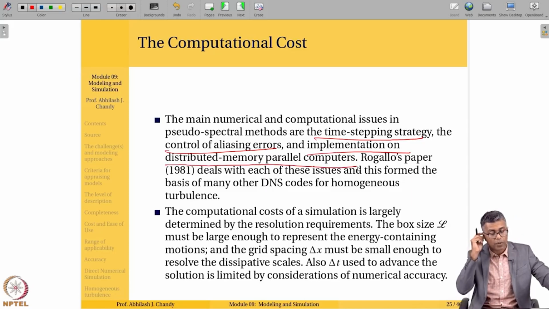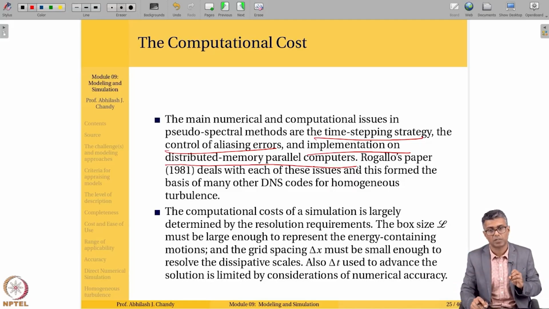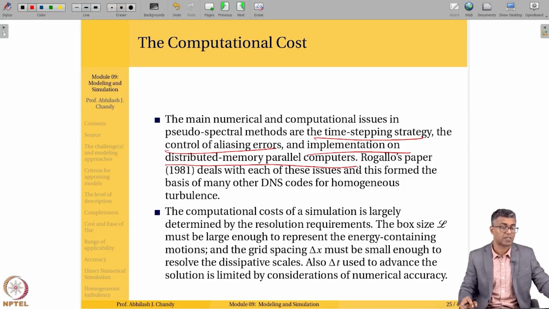So one of Rogallo's papers in 1981 discusses a lot of these issues in detail, and it in fact forms the basis for many of the DNS codes that are out there on homogeneous turbulence. Many issues such as aliasing errors, computational costs associated with these methods, and the time stepping strategy are all discussed in Rogallo's 1981 paper. It's a seminal paper that is followed by a lot of people writing DNS codes on homogeneous turbulence.